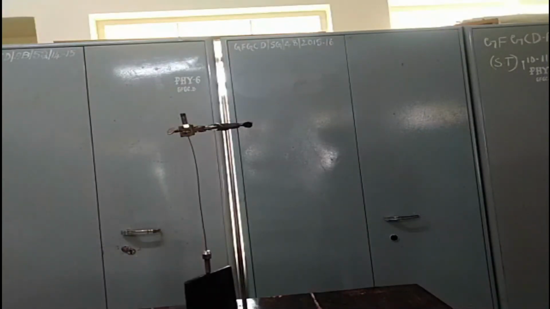So like that you can find out Ix, Iy and Iz, and finally we can show, as I said, that Iz should be equal to the sum of Ix and Iy. So that verifies the perpendicular axis theorem. Clear?